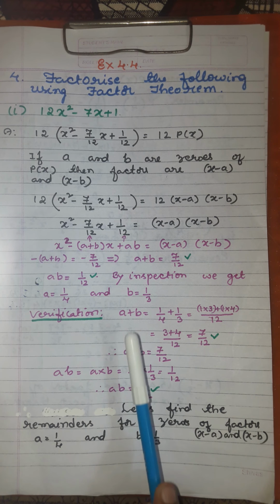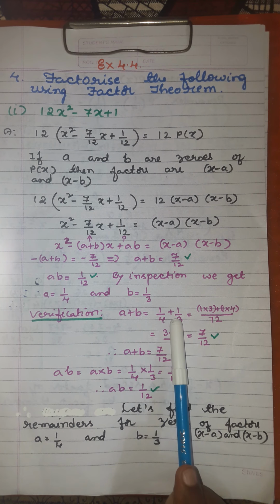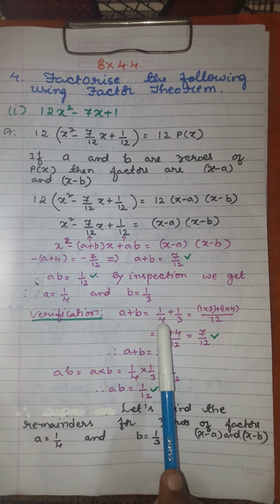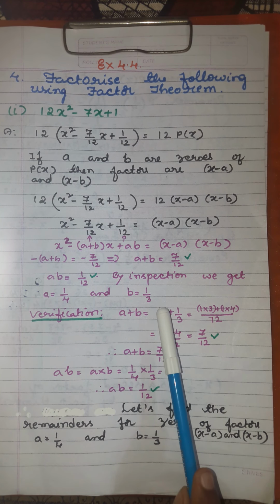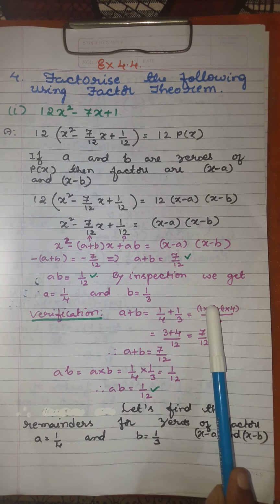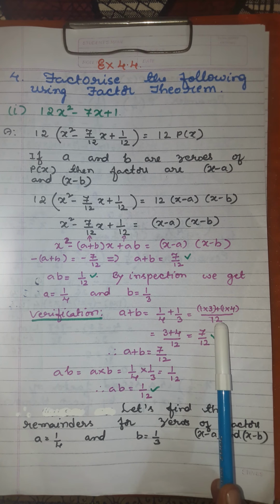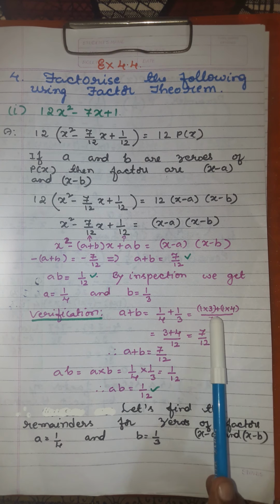Let us verify. a plus b is equal to 1 over 4 plus 1 over 3. So the LCM of 4 and 3 is 12. Now divide the LCM 12 by the denominator of the first fraction. We will get, for 3 times 12, 3 as the quotient. Multiply the numerator of the first fraction with the quotient, that is 3. 1 into 3, put it in the bracket. Then we have a plus sign, you write plus. Then again divide the LCM 12 by the denominator of the second fraction, that is 3. So we will get 4 as the quotient, 3 fours are 12.